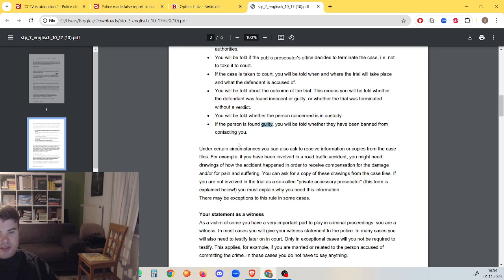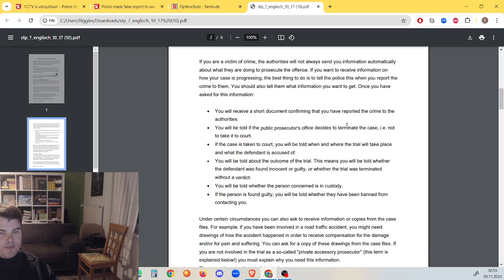Under certain circumstances, you can also ask to receive information or copies from the case files. For example, if you've been involved in a road traffic accident, you might need drawings of how the accident happened in order to receive compensation for the damage and/or for pain and suffering. You can also ask for a copy of these drawings from the case files. If you're not involved in the trial as a so-called private accessory prosecutor, you must explain why you need this information. There may be exceptions to this rule in some cases.